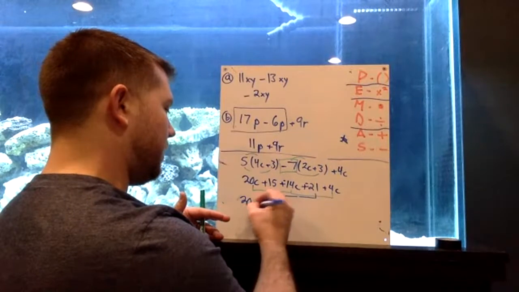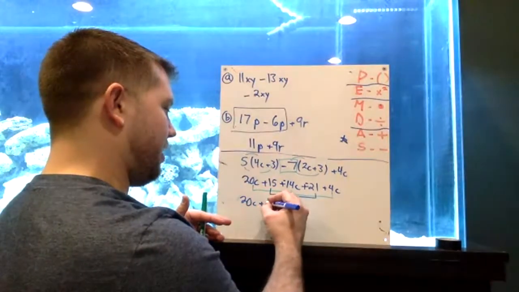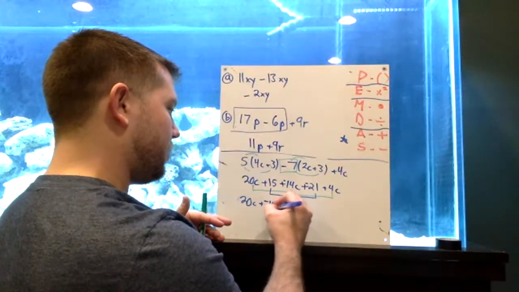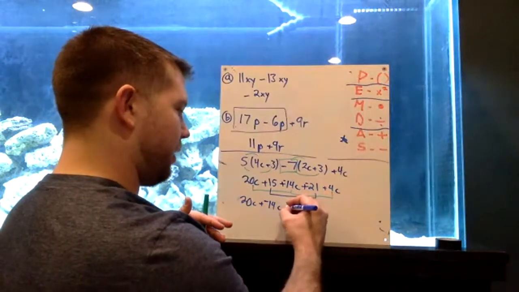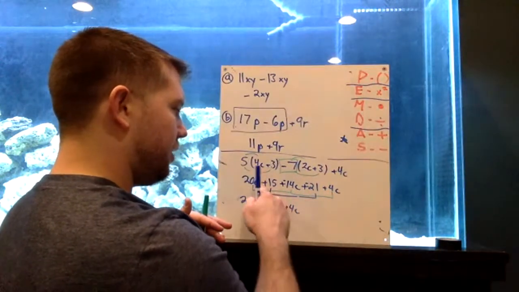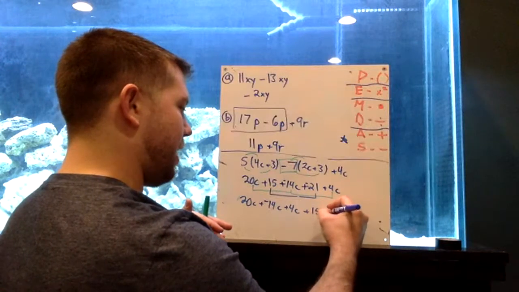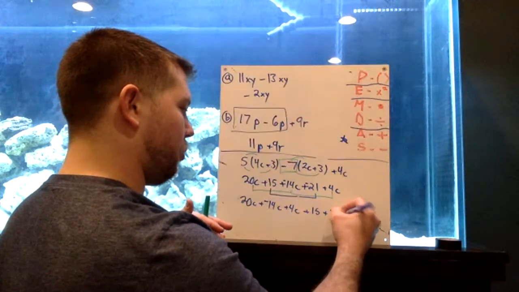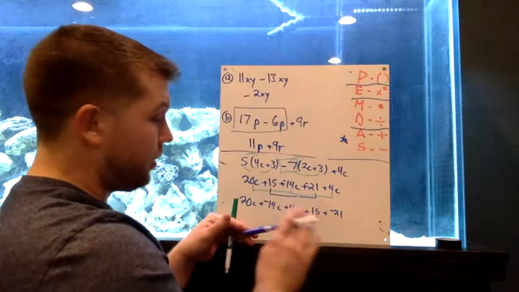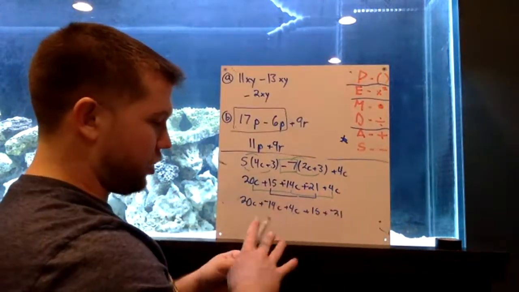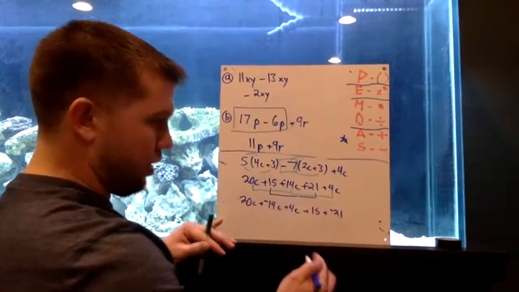So I have 20c. I'm adding to that a negative 14c, and I'm adding a positive 4c. Then I have a positive 15, and I'm adding a negative 21. All right, so now they're all next to each other. I just have to make sure I'm keeping my positives and negatives straight here.